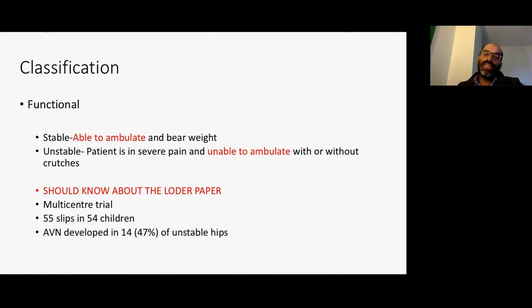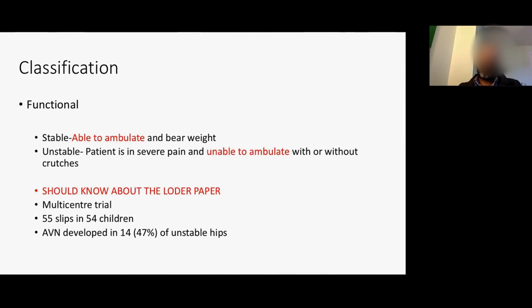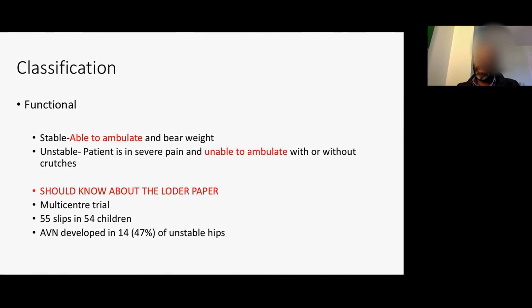I think in this topic, everyone should know about the Loder paper. And if you are asked about this, throw this information in as soon as you can, that you're aware of this paper, and mention it to the examiner. It tells you about the stable slip and the unstable slip. It was a multi-centre trial, and they looked at 54 children who had 55 slips. And what they found was that AVN developed in 47% of the patients with the unstable hip.